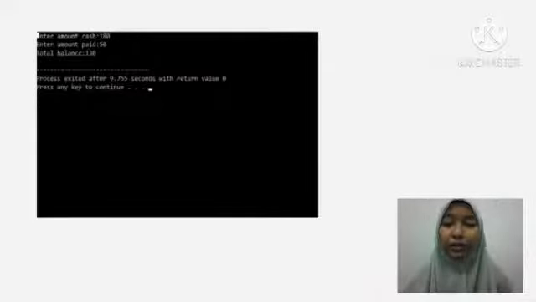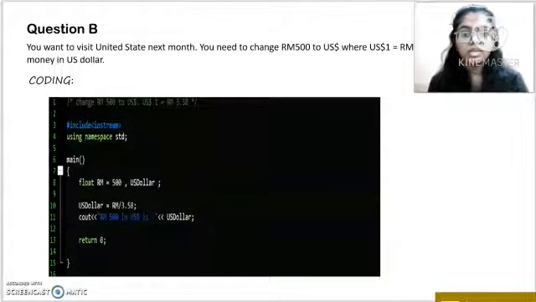After we click the compile and run button, we can get this. Then enter amount cash 118, and next enter amount paid 50, and we click enter and we get the total balance of 113.